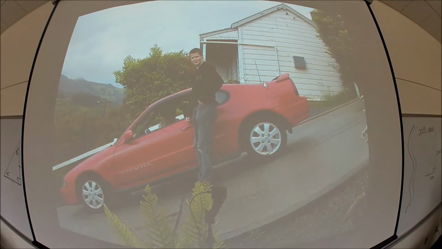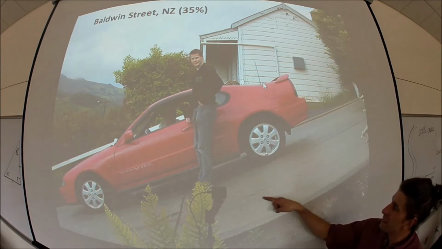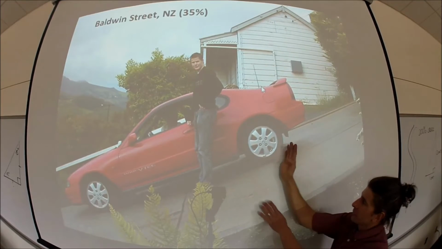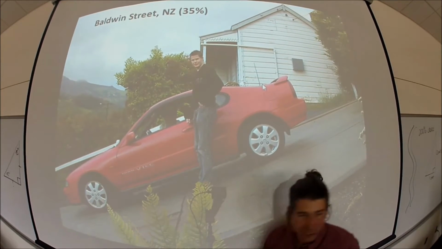This is Baldwin in Dunedin, 35%. Which, if you think about it, is only a couple percent more than Filbert was. But because this shot is taken the way it's taken, you can actually see that slope of 1 to 3. Which means the rise is essentially 1/3 of the run. So you got 1, 2, 3. Essentially, it's a 1 to 3.